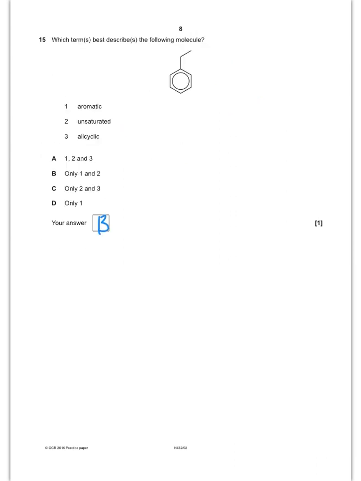And finally then question 15, which terms best describe that molecule? Well, you've got a benzene ring there, so it's aromatic, and it's unsaturated, so 1 and 2.